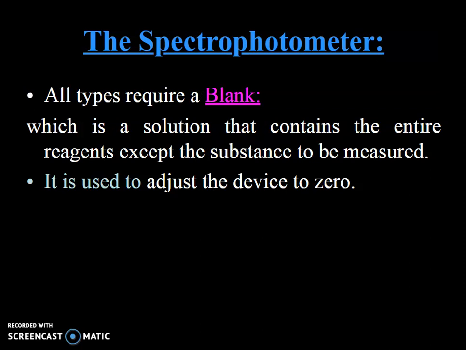Now, all types require a blank, which is a solution that contains all the reagents except the substance to be measured. It is used to adjust the device to 0.